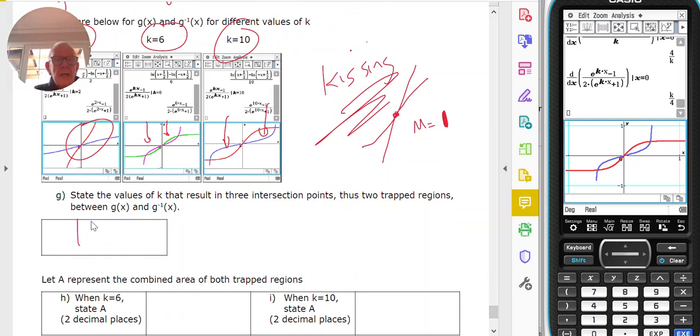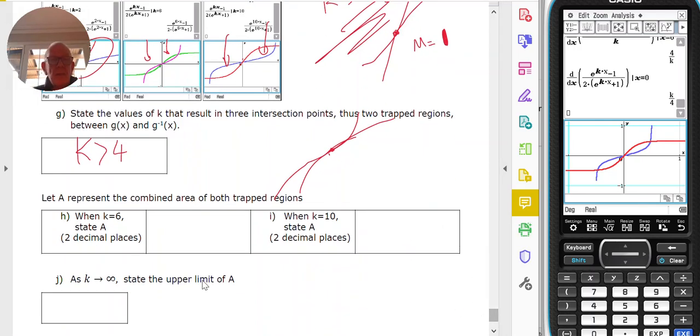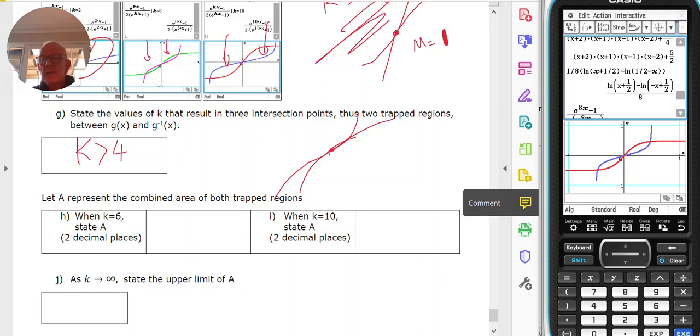So I want k to be bigger than 4, because when k equals 4, I will have one of them and the other one, and it will just touch and there'll be nothing overlapping. The minute we get bigger than 4, we'll then have overlapping. Okay, when k equals 6 and k equals 10, neither of them were k equals 8.